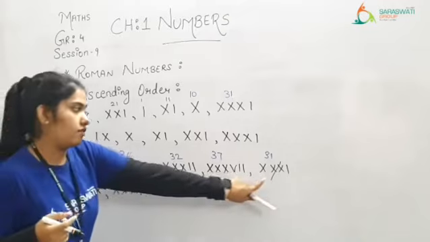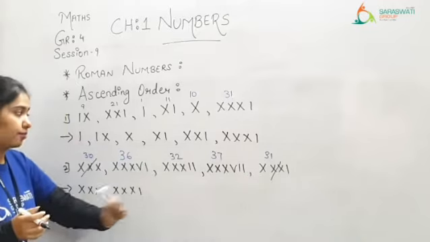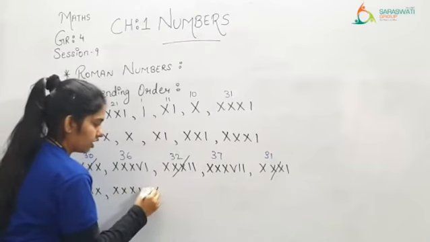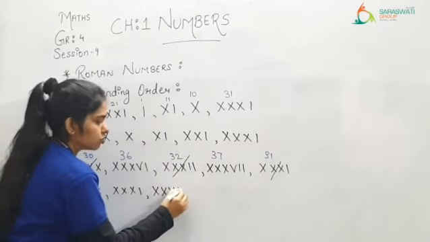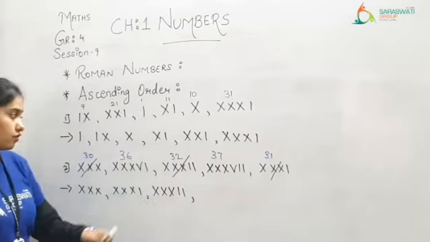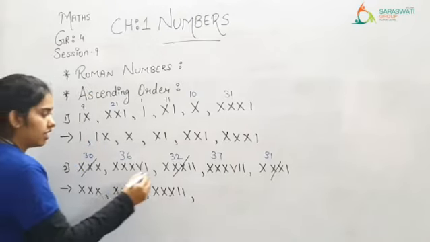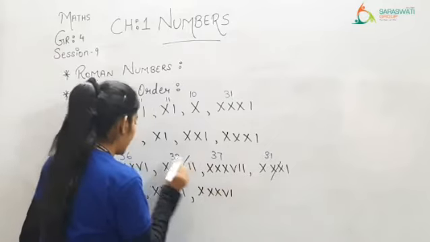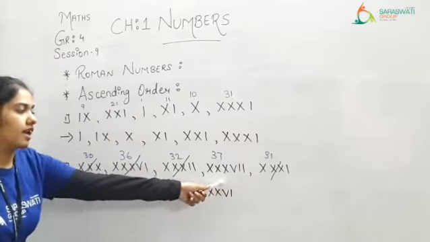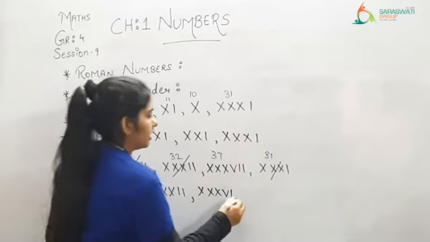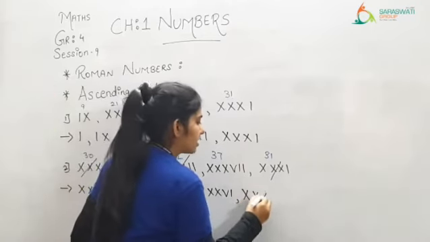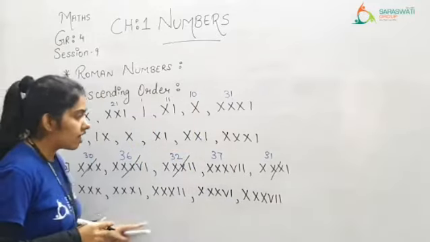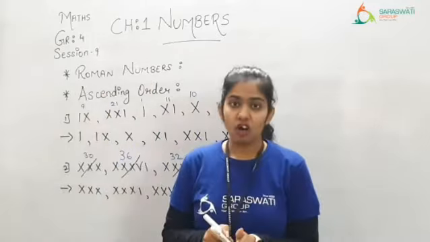Now 31 we have written. After 31, which number will come? 32. So we'll cut this and we will write over here triple X and 2 times I. Then after that, 36. So 3 times X and V and I. And we'll cut this number. And the last one which is pending, that is 3 times X, V and 2 times I. So we have arranged these numbers in ascending order.